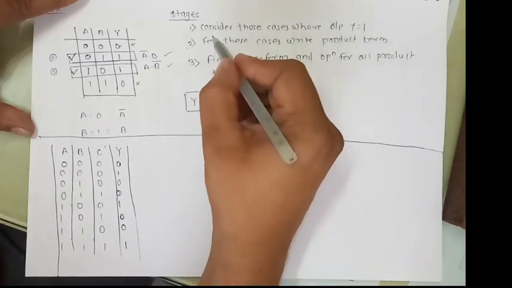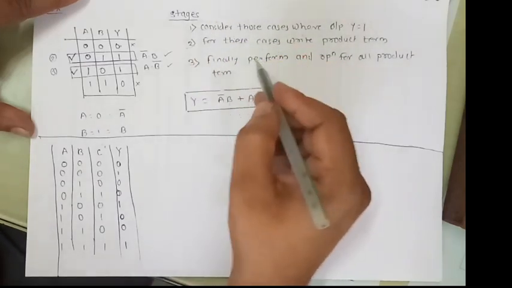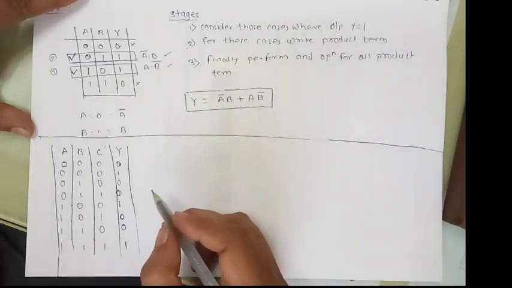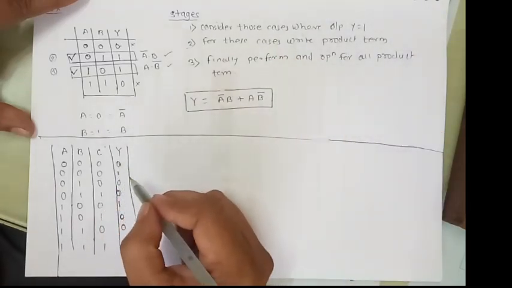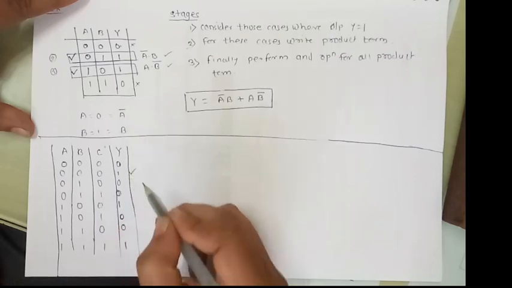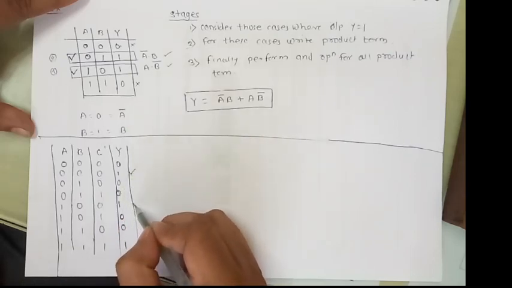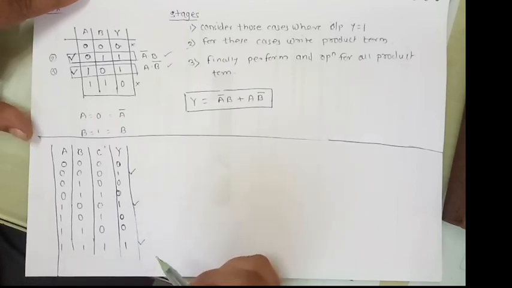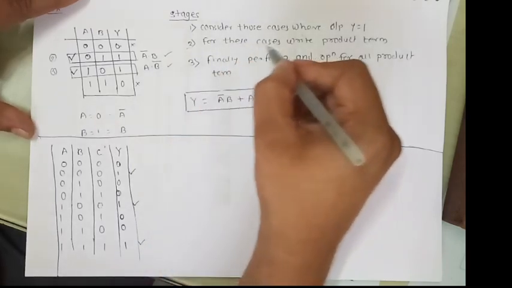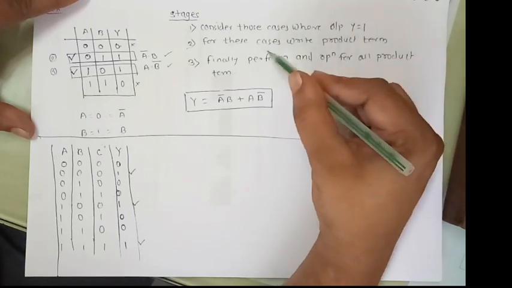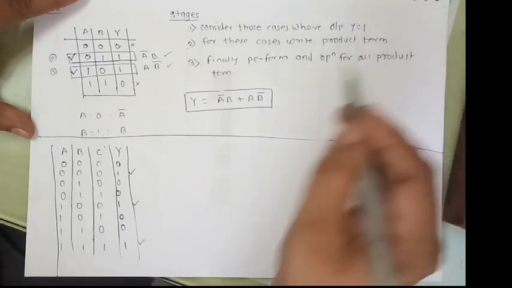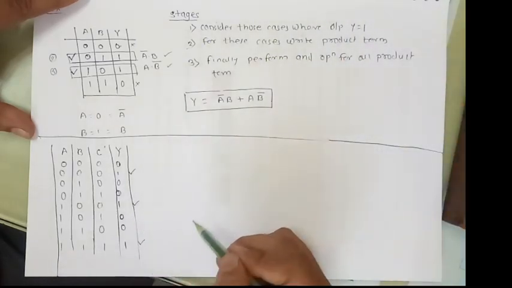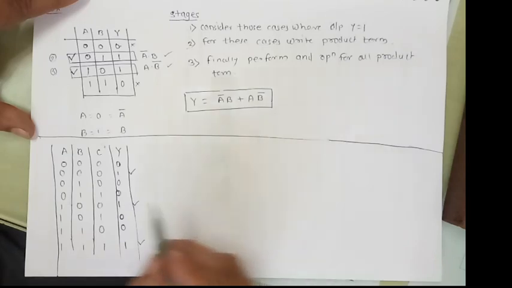So what is our first step? Consider those cases where output Y equal to 1. So find out where the output is 1. For this case output is 1. After that, for this case output is 1, and for the last case output is equal to 1. Then for the next step, for the selected cases, write the product term. So these are the selected cases for which we have to write the product terms.